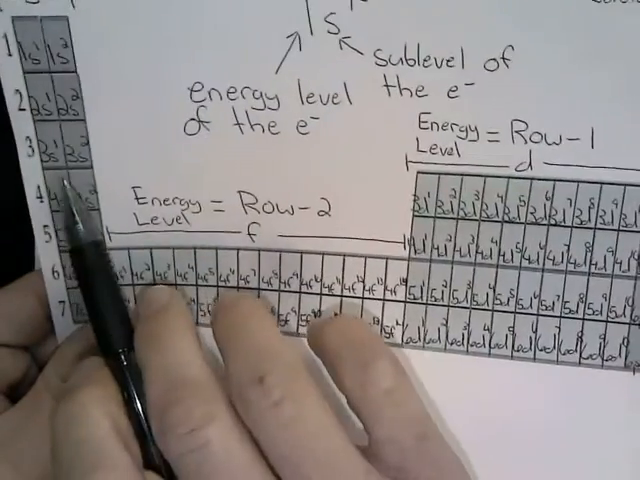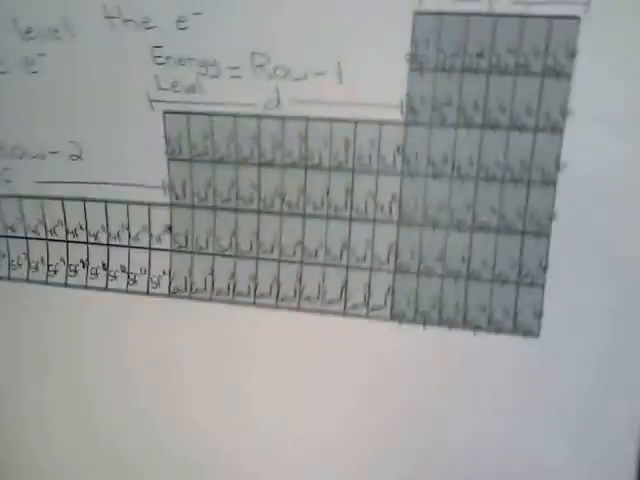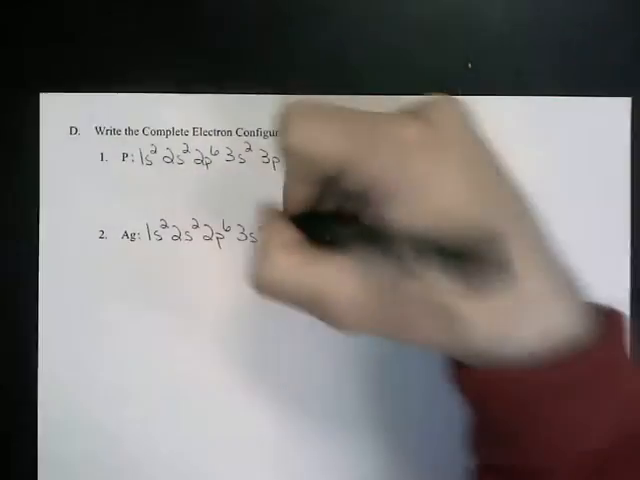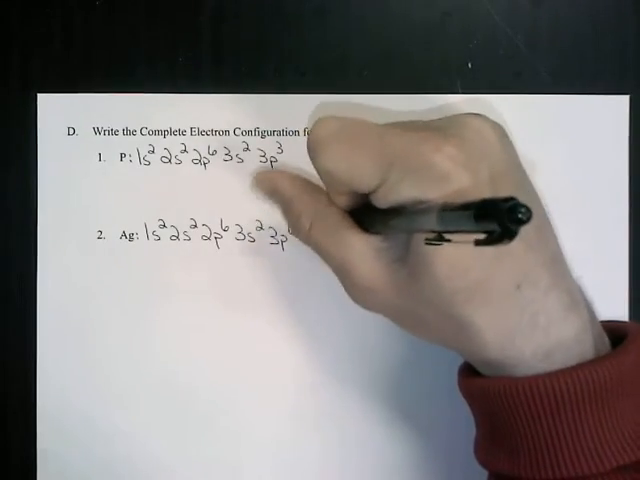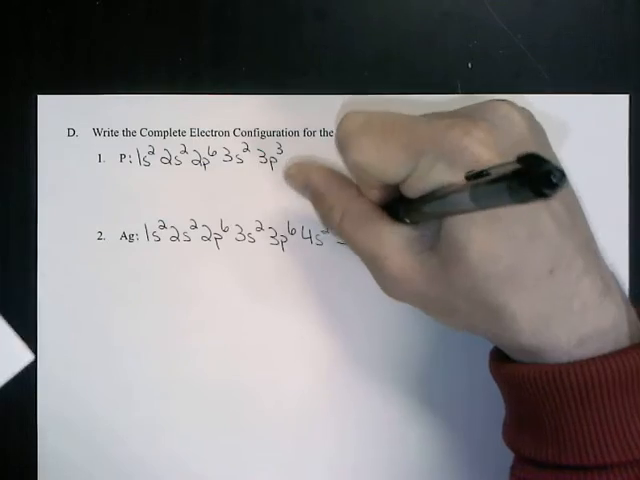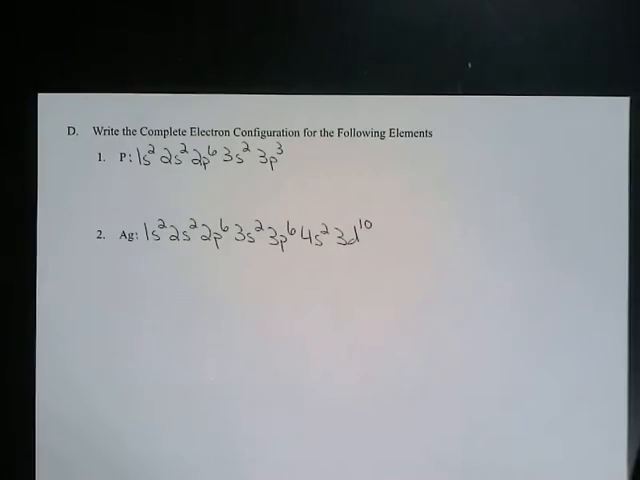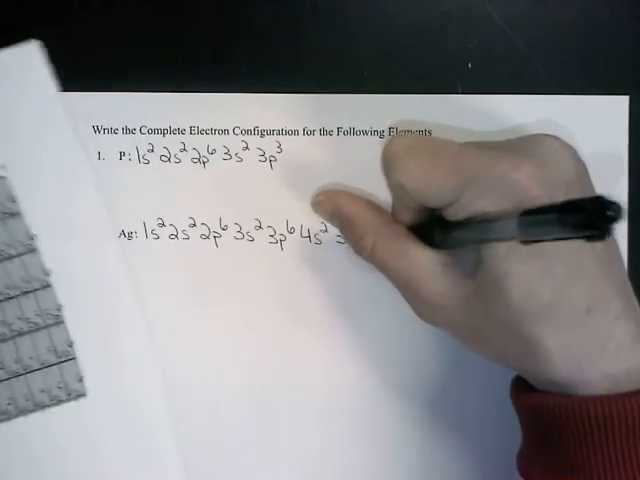Is it in the 3s level? No. So we need all of those electrons, 3s2. Is it in the 3p level? Nope. So we need all of those electrons. Is it in the 4s level? Nope, still not. So we need 4s2. Is it in the 3d level? Nope. So we need all of those electrons, 3d10, and be careful, we jump back to our energy level. Is it in the 4p level? Nope, ain't happening. So we have 4p6.